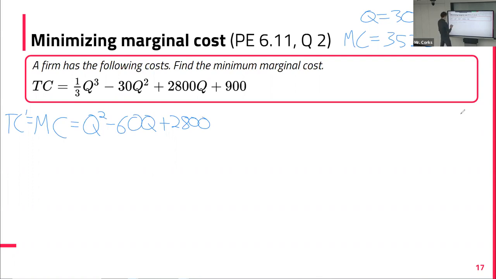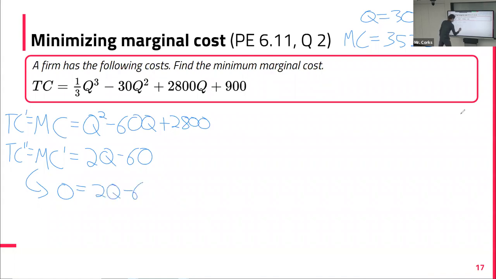Second derivative, so we'll do this again. Marginal cost prime, which is the same as total cost double prime, is 2Q minus 60. We set this equal to 0. So 2Q minus 60 equals 0, so Q equals 30.